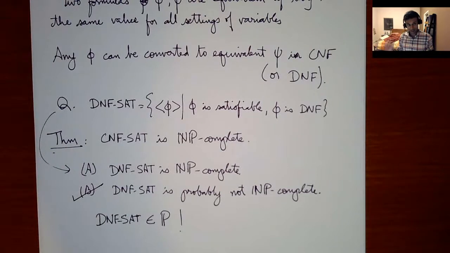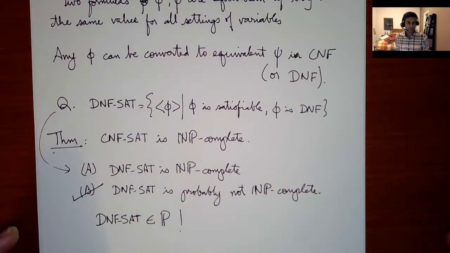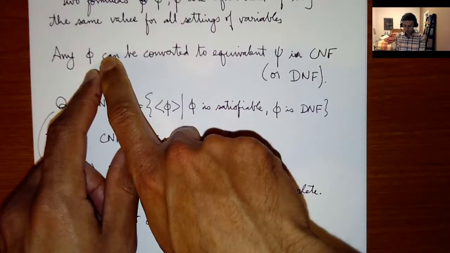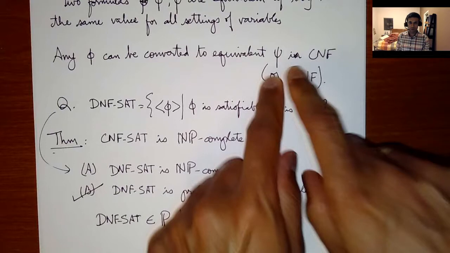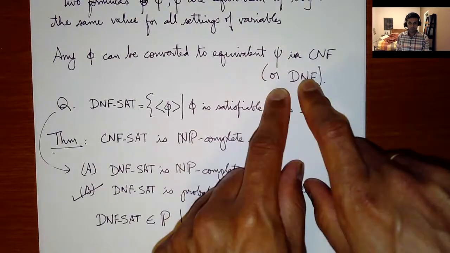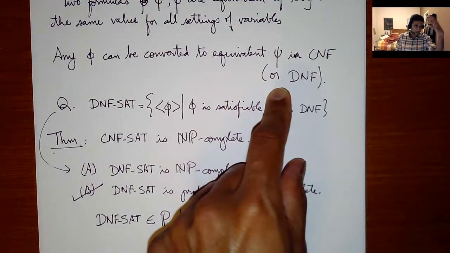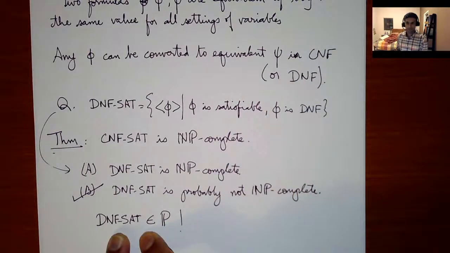So let me say it again. I'm going to poll you and ask you to say yes or no, whether you understand or not. SAT is NP-complete. Okay? I'm now going to give you a polynomial time algorithm for SAT. Any phi can be converted to an equivalent DNF. So I'm going to do the conversion to DNF. DNF SAT is in P.